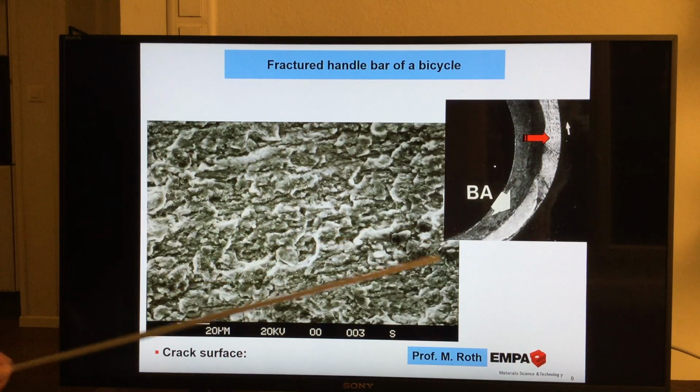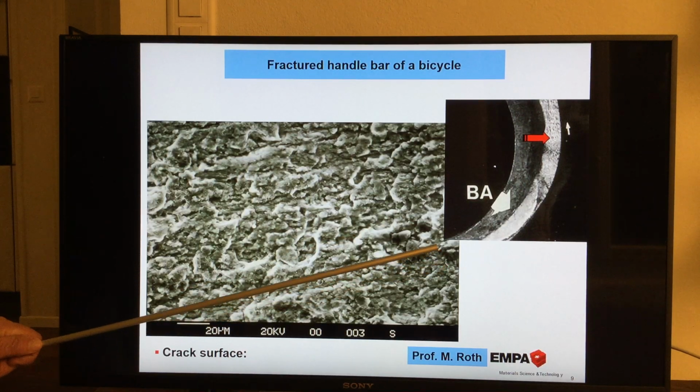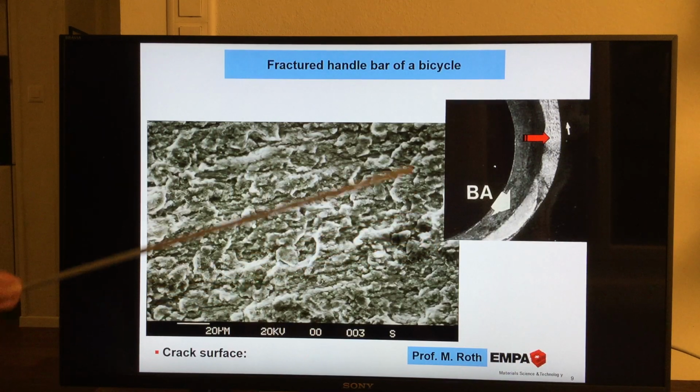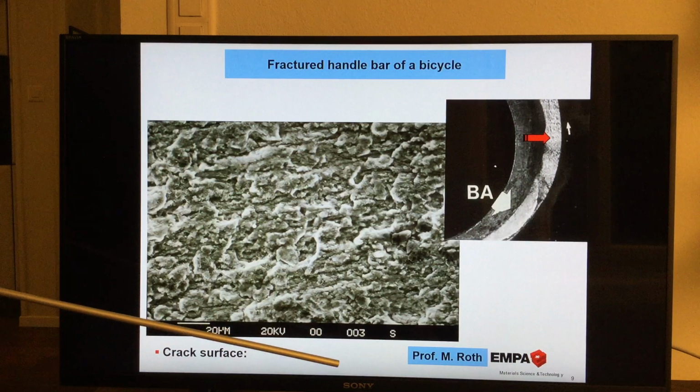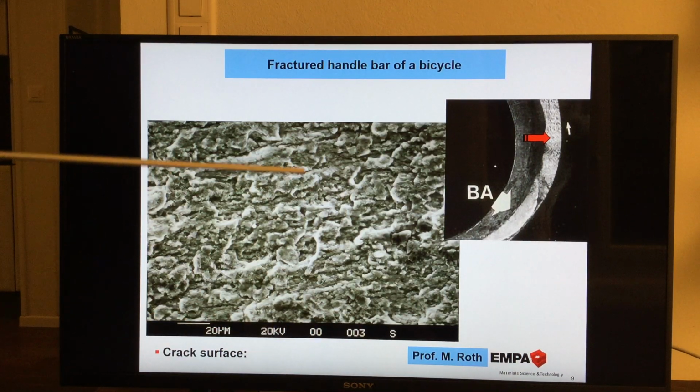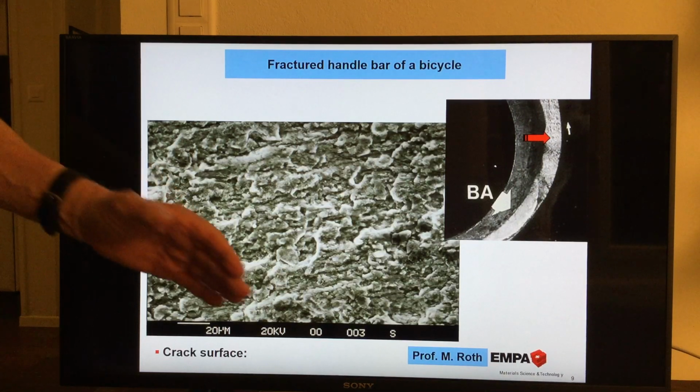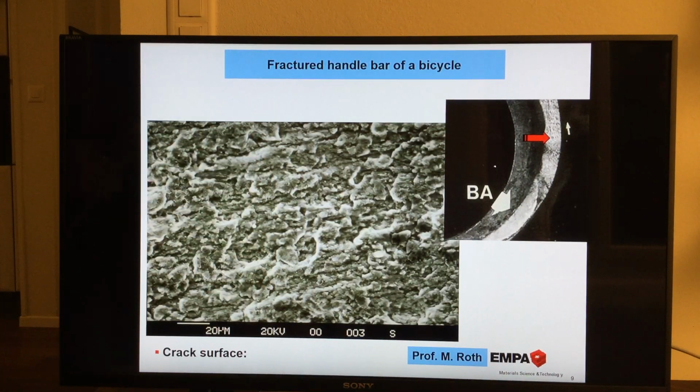And I think you see them here. Look, there is a line, there is a line, there is a line. And this tells us clearly that the crack propagation was in this direction. Why do we have these striations perpendicular to the crack propagation?